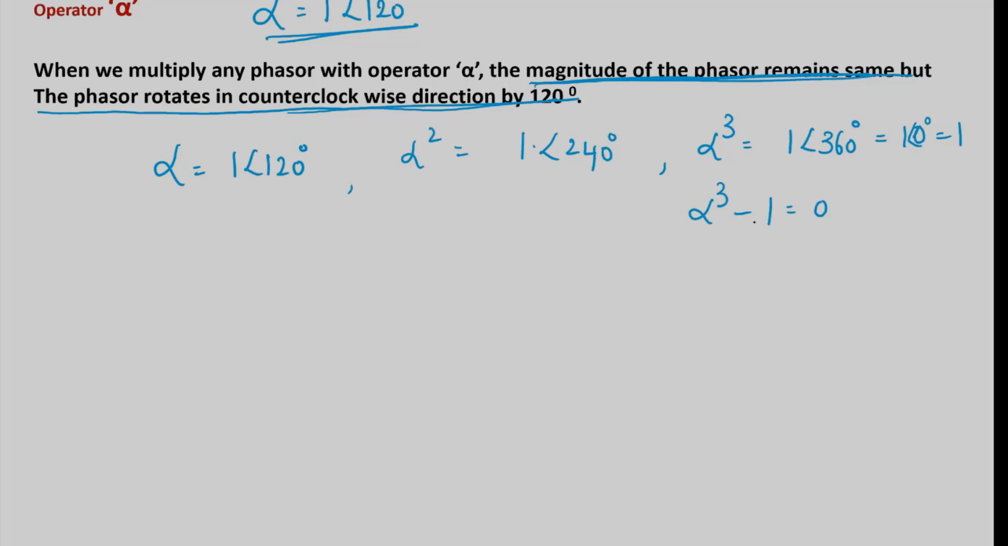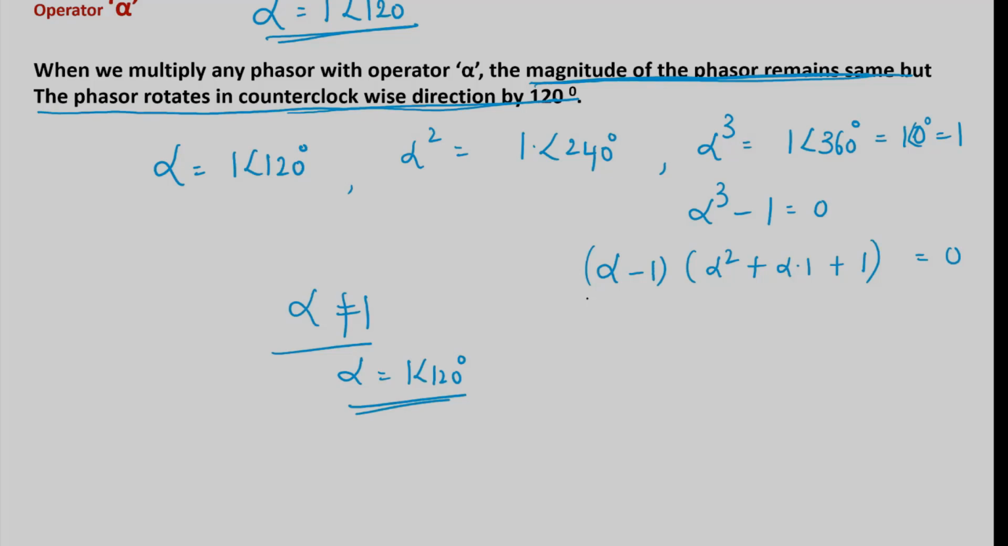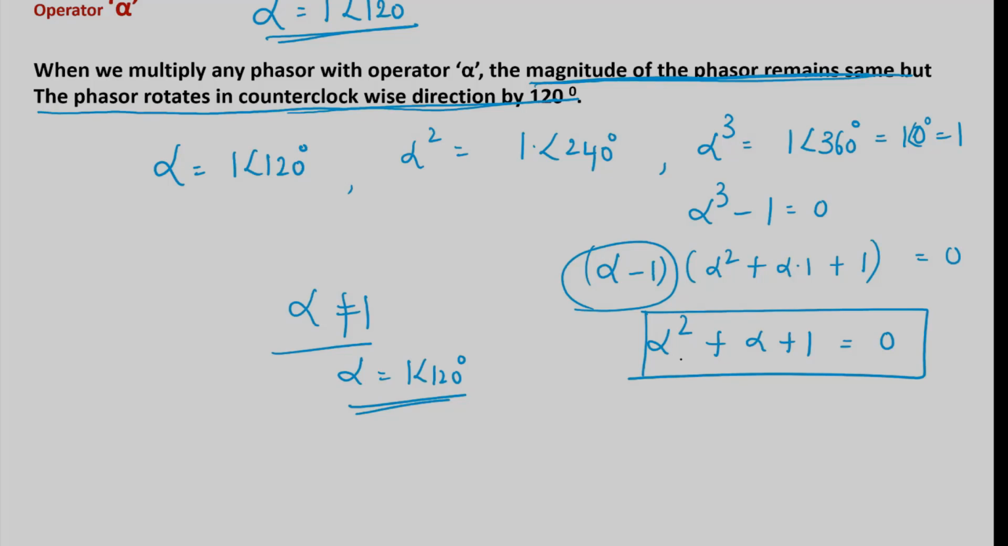So if I use the formula a cube minus b cube, I can write this as a minus b into a square plus ab plus b square, that is equals to 0. But we know that alpha is not equals to 1. Why? Alpha value is equals to 1 at an angle 120, which is not equal to 1. So this is an absurd. So what is the remaining relationship? Alpha square plus alpha plus 1 equal to 0. This is important relationship. Alpha square plus alpha plus 1 equal to 0.